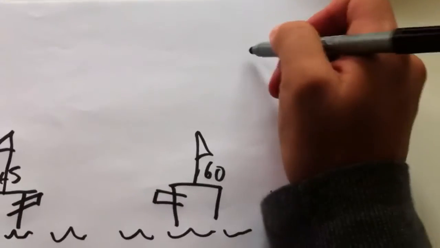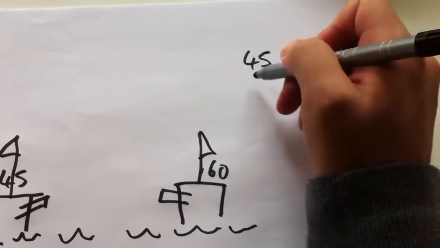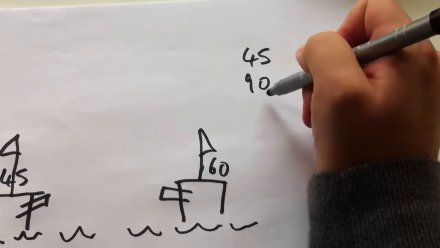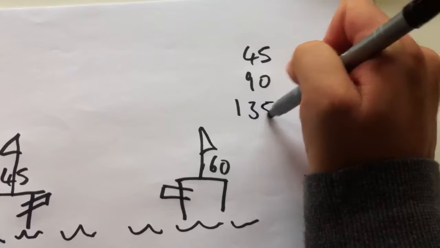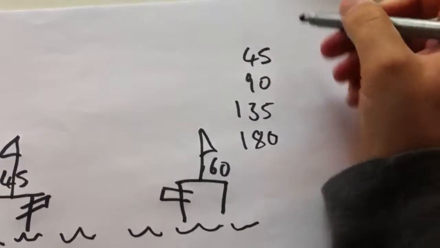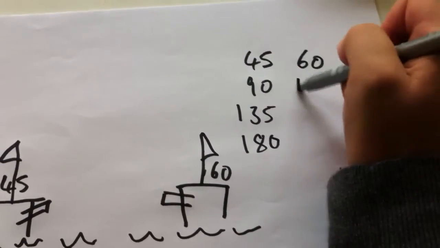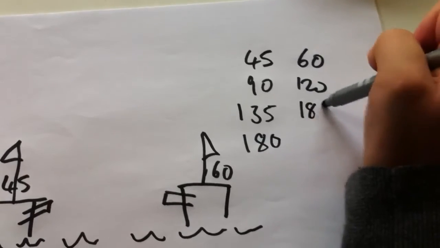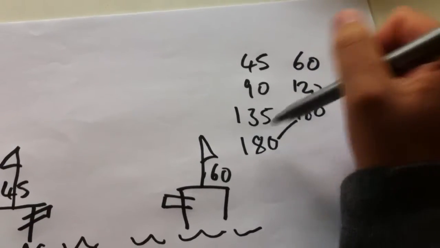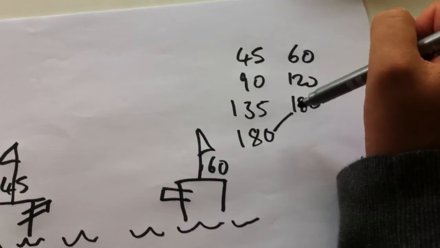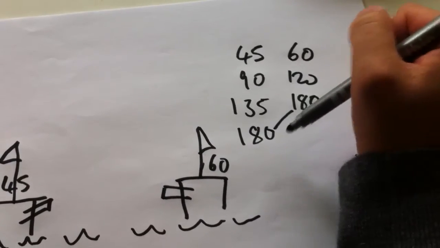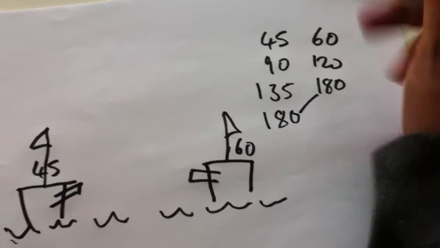Well, one way of working it out is just to do your 45 times tables. So it's 45 plus 45 is 90, 135, 180. And then your 60 times table, 60, 120, 180. And as soon as you see a snap, you know that you've got a match. So they fire after 180 seconds.